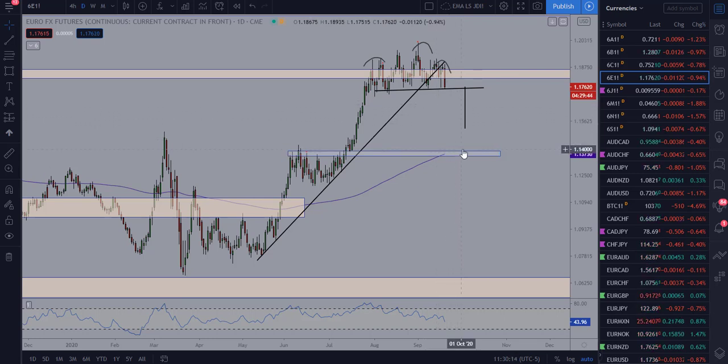ETF traders can take advantage of this, trading FXE, and Forex traders can trade the Euro-US pair in the foreign exchange market. So that's what we're looking at for this week.